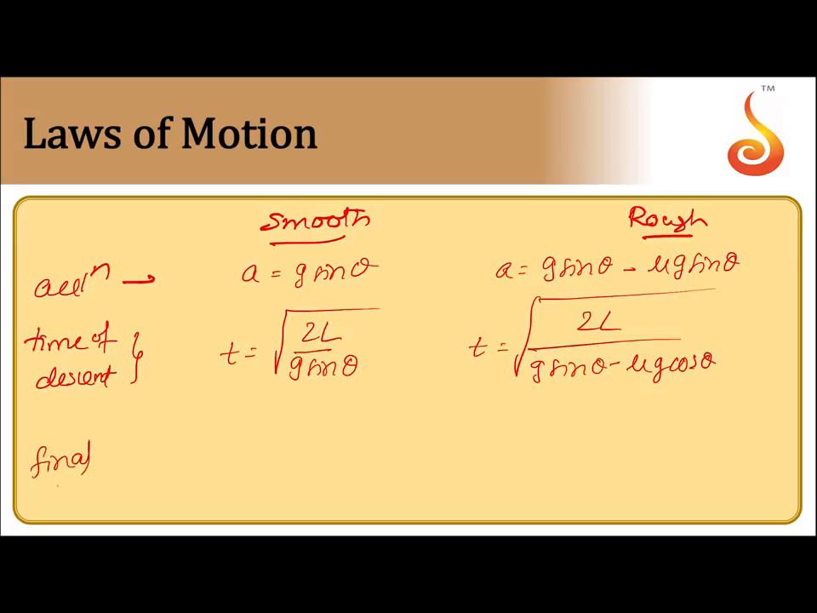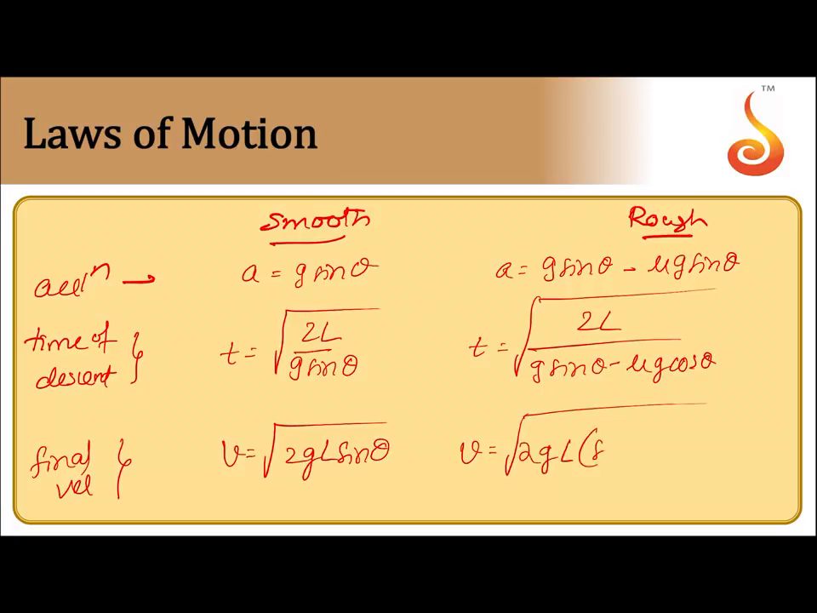Final velocity v is equal to square root of 2gl sin theta, while in this case it is square root of 2gl into sin theta minus mu cos theta. That's right. So if you observe carefully, if I call this as subscripts S to indicate smooth, and these are R to indicate rough, what do we notice?